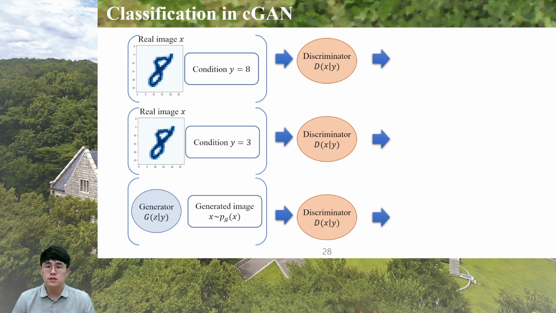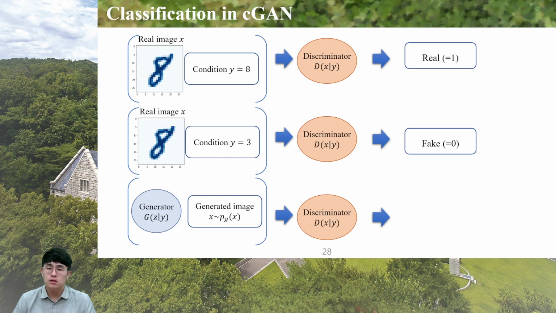The cGAN's discriminator that uses the conditions is trained as follows. The discriminator trains with the correct value if the real image and conditions are correct. If the conditions are different, even if it is a real image, it will train with the incorrect value. Furthermore, regardless of the condition, a fake image will be trained with the incorrect value.